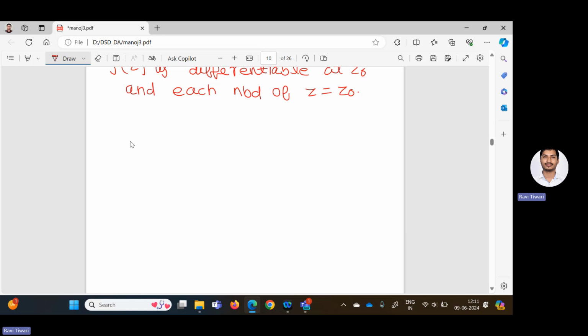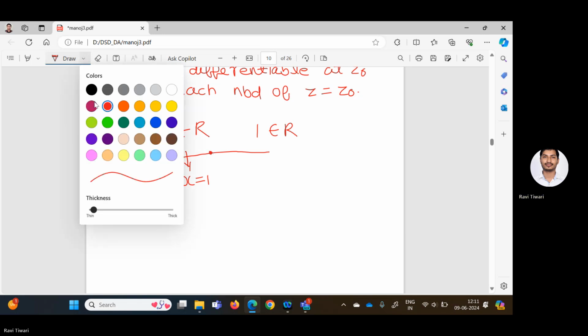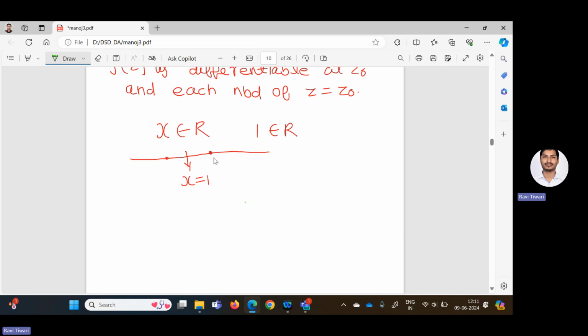For example, we know that x belongs to the real numbers, and here 1 also belongs to the real numbers. If anyone is asking what is the neighborhood of 1, here x equal to 1. So here this point and this point, let me draw with a different color. What is the meaning of neighborhood? If I am choosing this, we can consider 1 plus h, and this we can consider 1 minus h. So this open interval from 1 minus h to 1 plus h is called the neighborhood of 1, where h is a very small quantity and greater than 0.